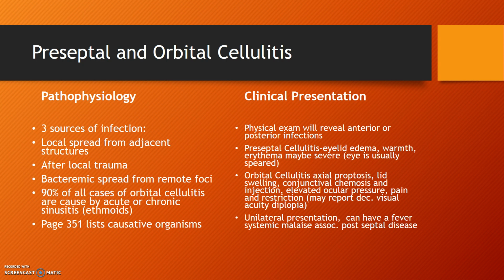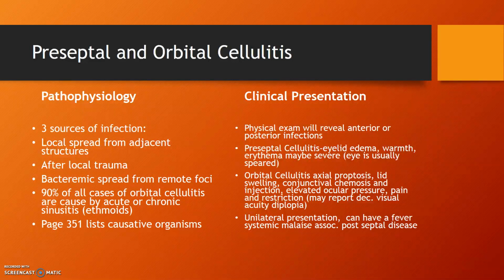And on page 351, they will list for you the causative organisms. They're usually Streptococcus or Staphylococcus aureus, including MRSA, methicillin-resistant Staphylococcus aureus, but Haemophilus influenzae, Moraxella catarrhalis are also present, but less so, especially the H flu, because we have a vaccine against it.